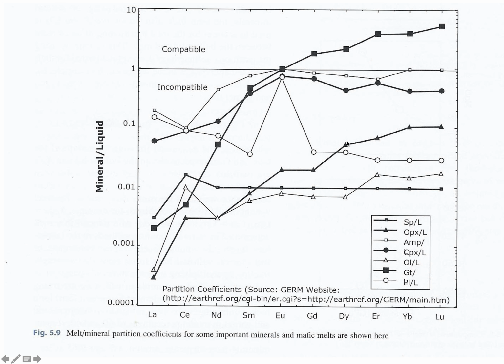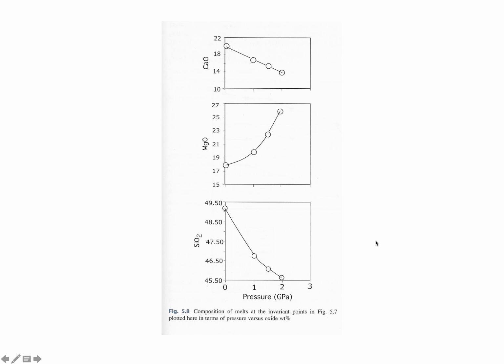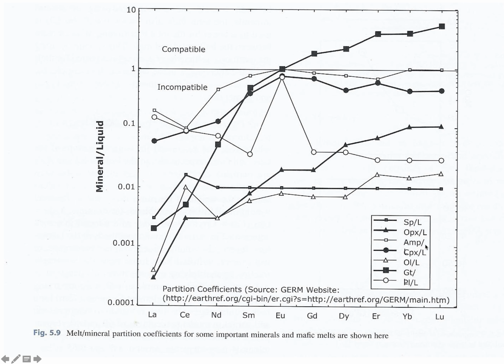It's all very incompatible. Then we have here amphibole and liquid, that is this one. Then here we have the round thing, we have CPX and liquid, that is this one. All the elements are just incompatible. So here olivine and liquid, that is this one with the triangle here.